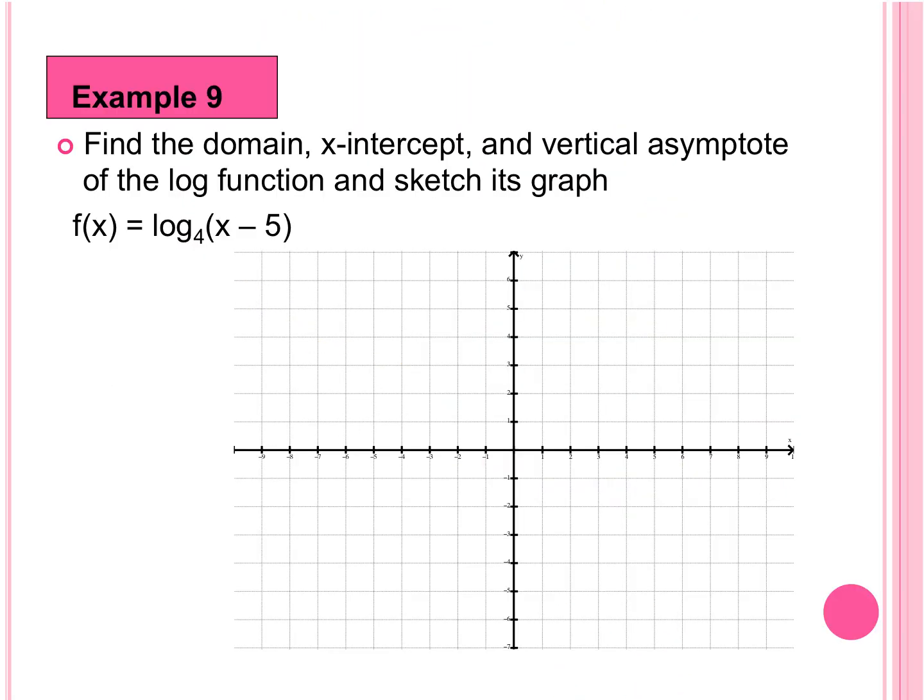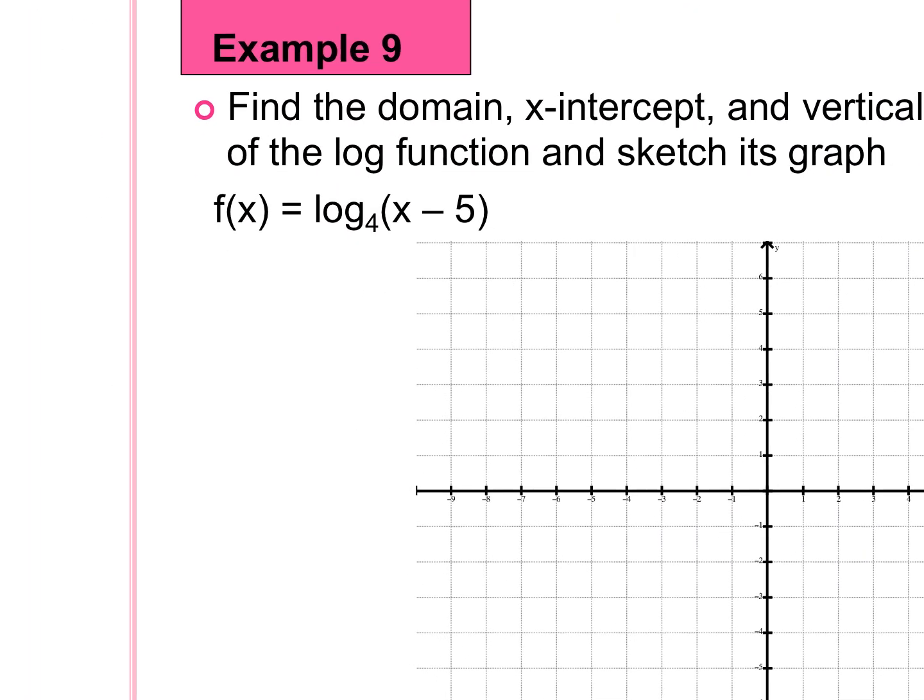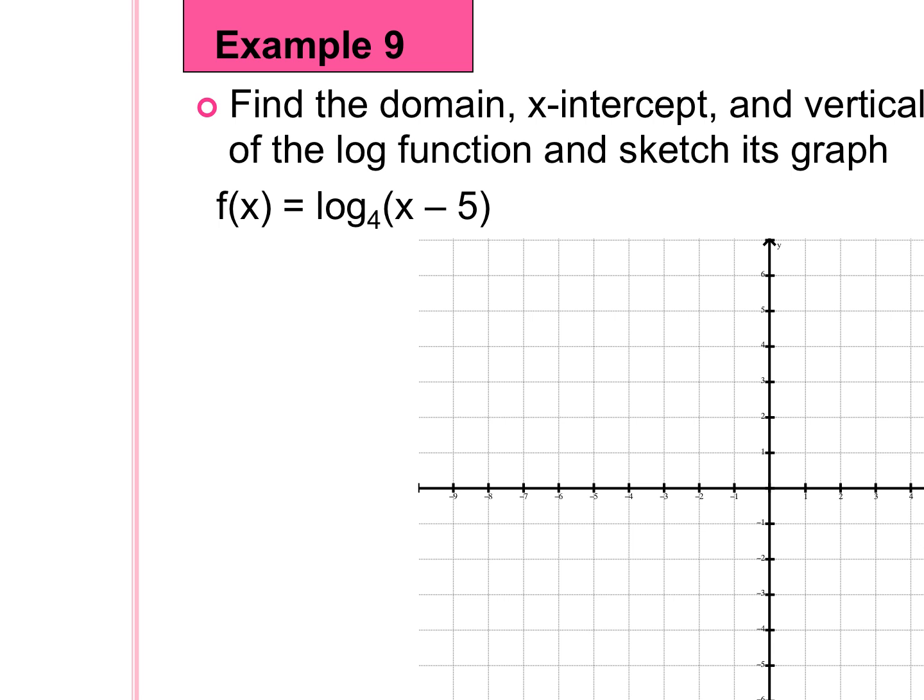All right, let's look at example 9. So here we have a log graph. So we know that its shape is going to look like this. What's the transformation that's happening here? A shift to the right by 5 units. So we're going to move to the right 5. Do we have any reflections happening? No. So we know that our shape is going to be like this. Our base is greater than 1, so it keeps that shape.